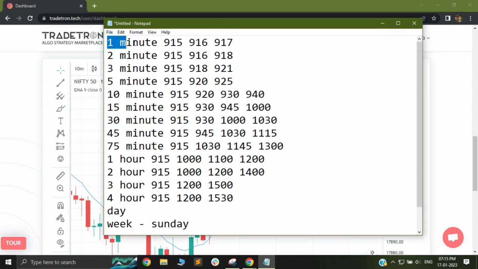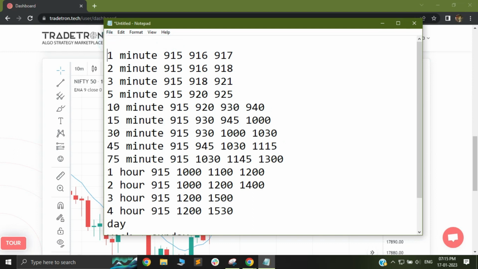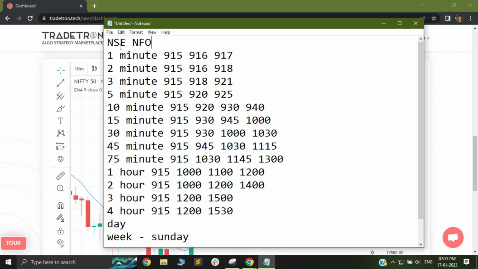So generally on Tradetron, the candle time frame for any NSE strategy, so any futures and options Nifty strategy, NSE and NFO strategy, these will be the time frames that will be followed. Since the market opens at 9:15 in the morning, your first 1 minute candle will happen from 9:15 to 9:16. And this is exactly the same as what is followed on the chart. So it will be from 9:15, then 9:16, then 9:17, and so on. And it will keep going by 1 minute.